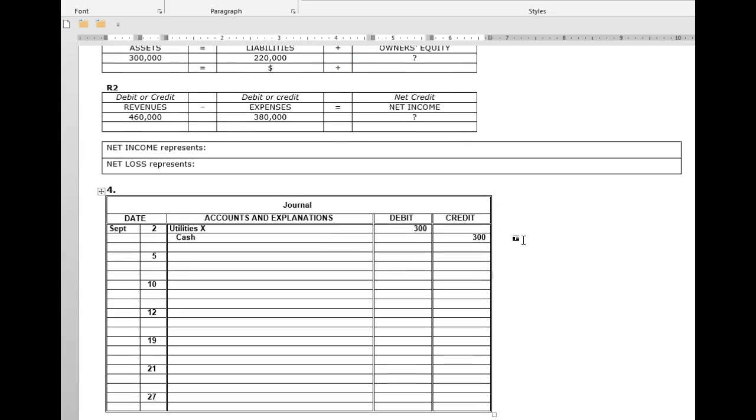The next one, you purchased equipment on account. Well, equipment is an asset, and we need to increase that asset by $2,000. We didn't use cash this time. We charged it. So you would increase accounts payable by $200. Is that making sense?